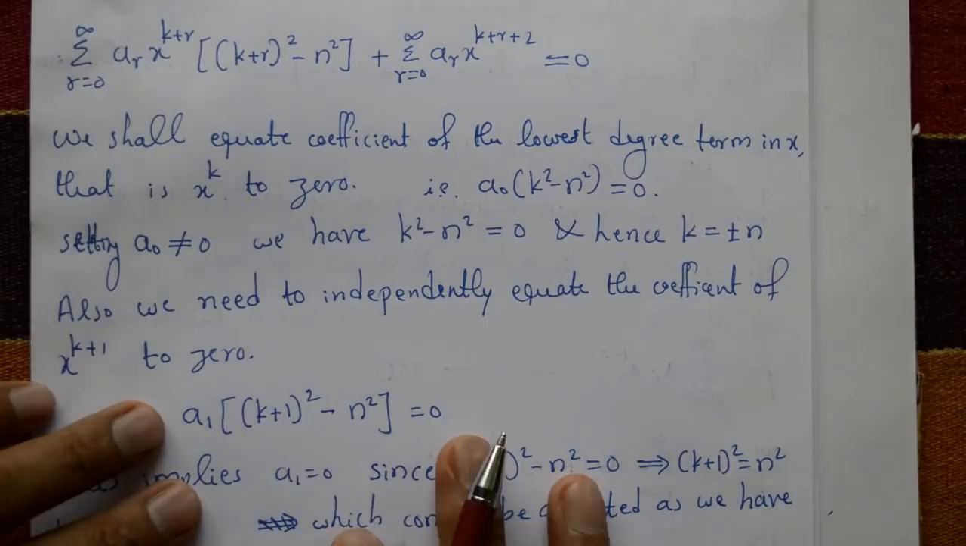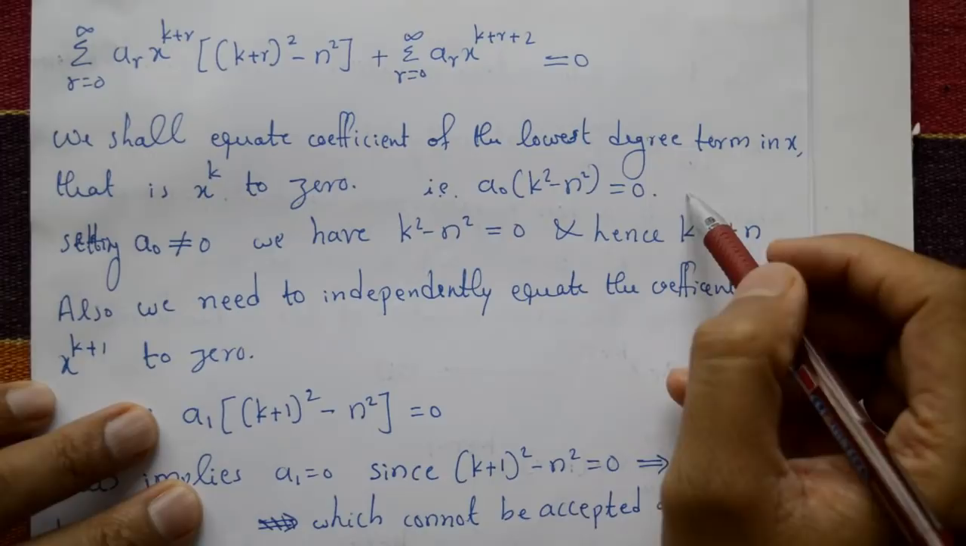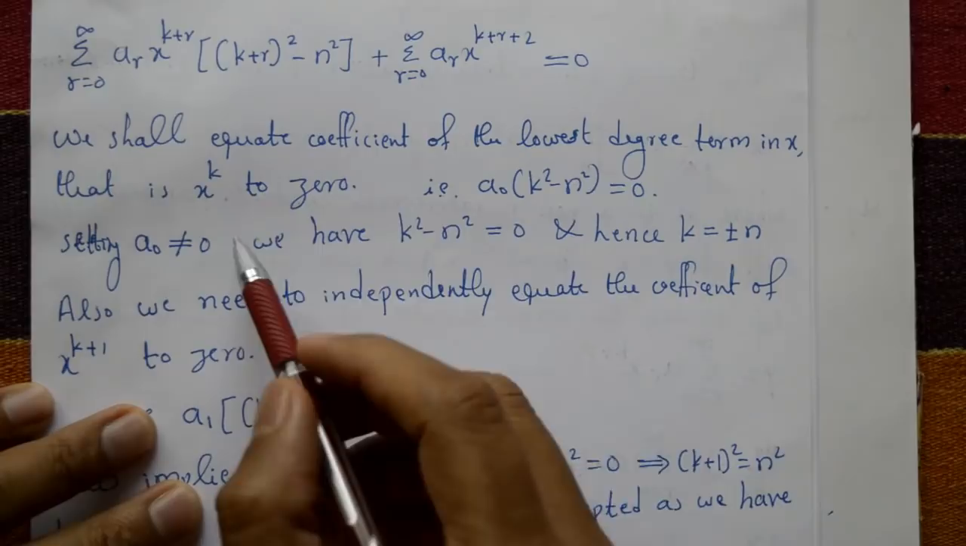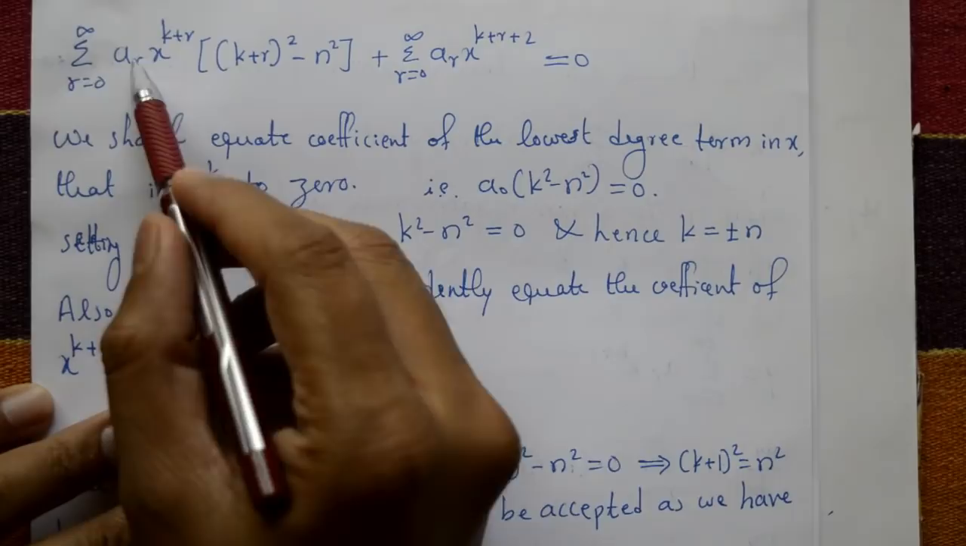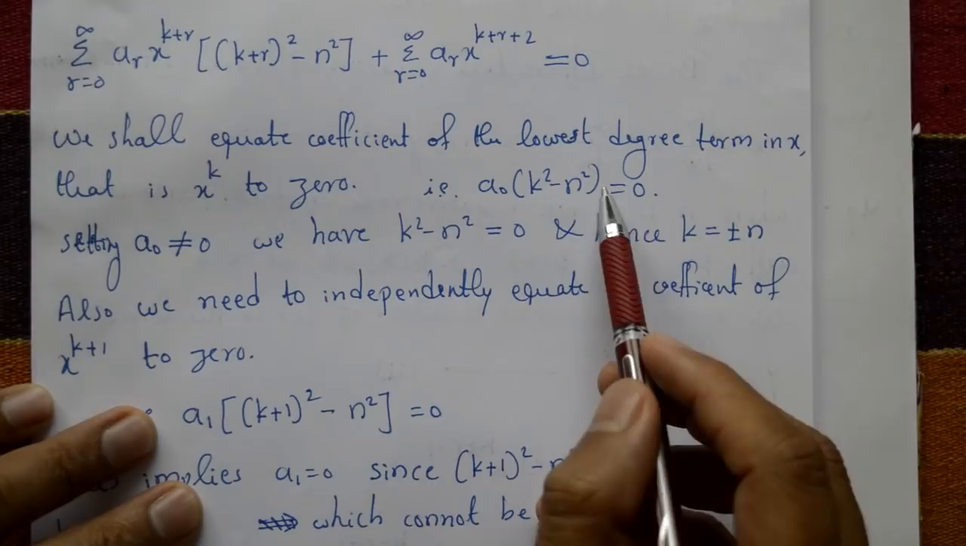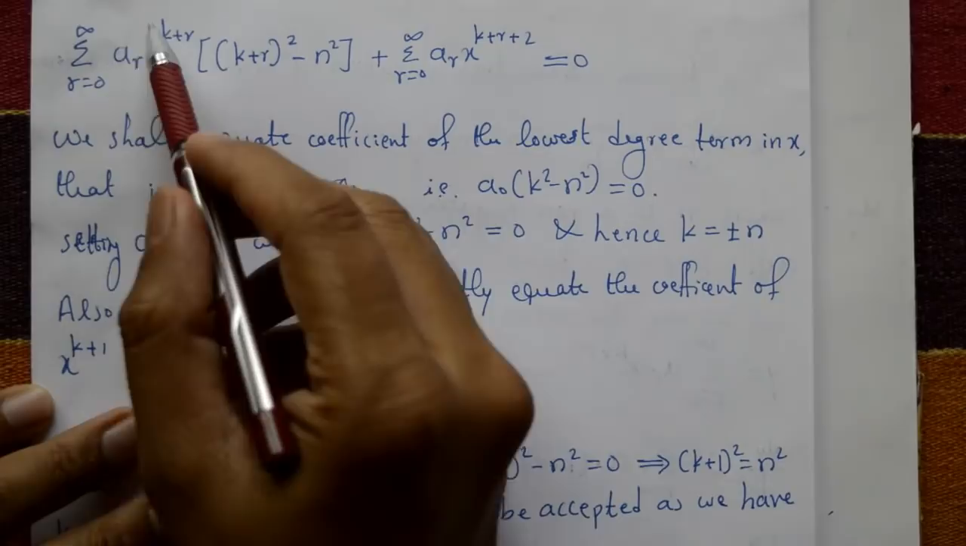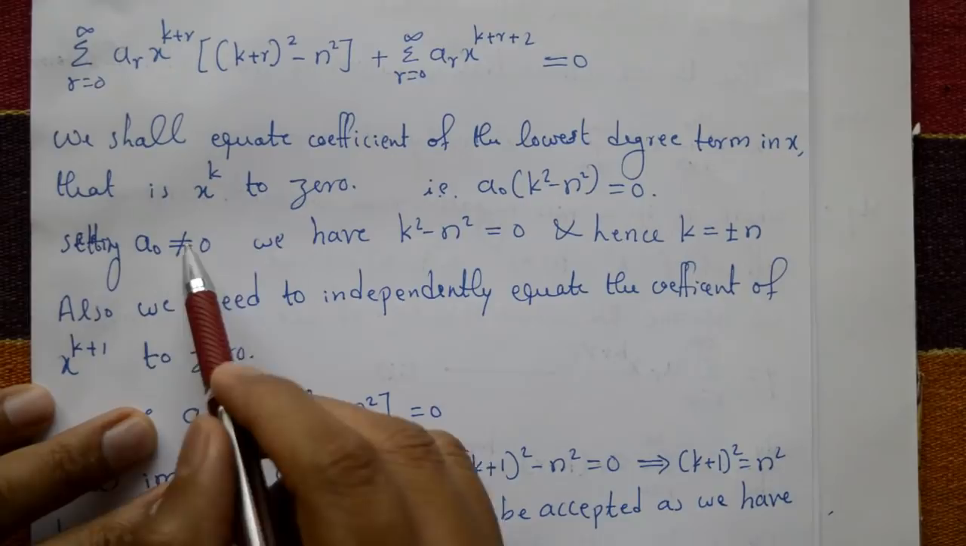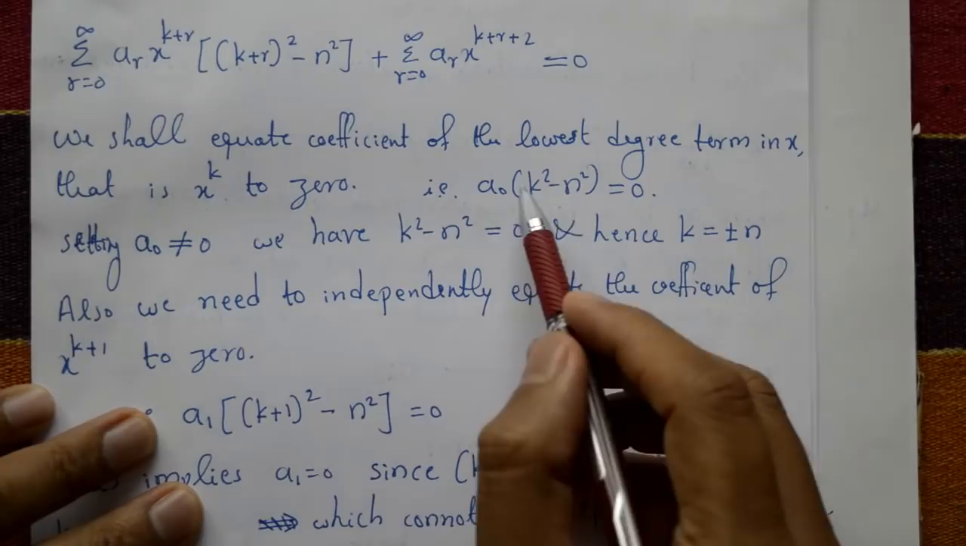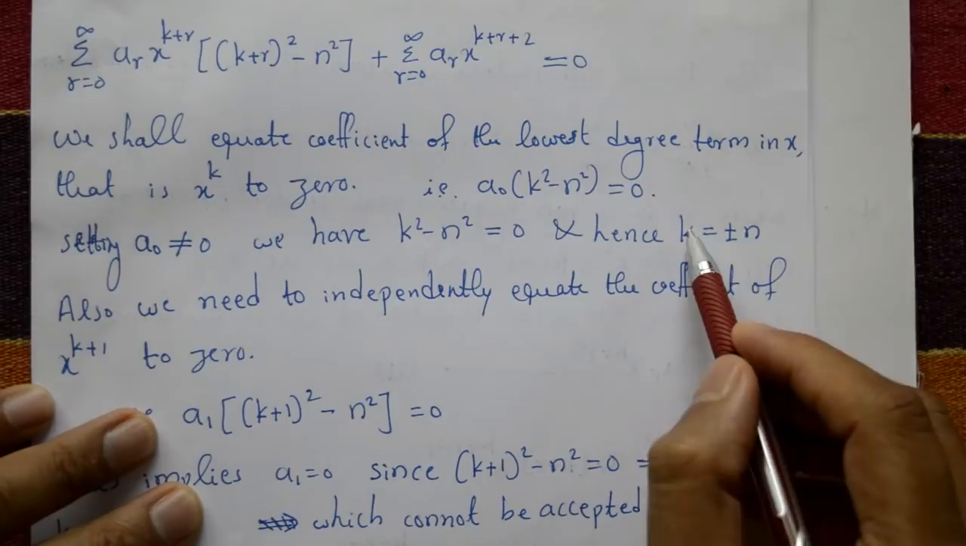We shall equate the coefficient of the lowest degree term in x, that is x^k. Now for the lowest degree term, put r equal to 0: a_0 (k² − n²) equal to 0. When you take r equal to 0, you get x^(k+2) is not possible, only the first term: a_0 (k² − n²) equal to 0. Setting a_0 not equal to 0, since otherwise you will not get a k value, we have k² − n² = 0, or k² = n², or k = ±n.